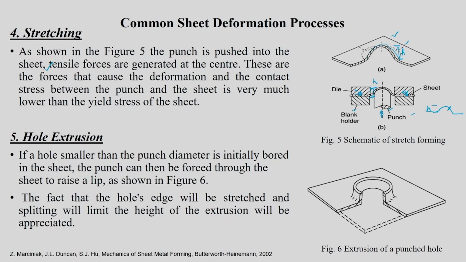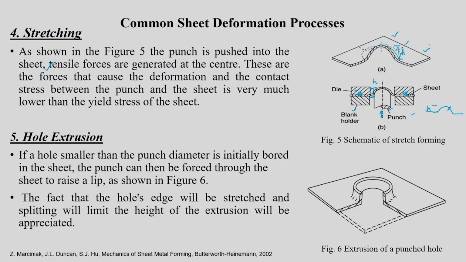And then hole extrusion is another sheet forming process. It is also called hole stretching. It is the same stretching operation, but you can imagine that the sheet has a hole at the center. There is a hole at the center and there is a punch. There are standard methods for that, and we are not going to discuss them, but the punch is going to deform the sheet where the hole is located.